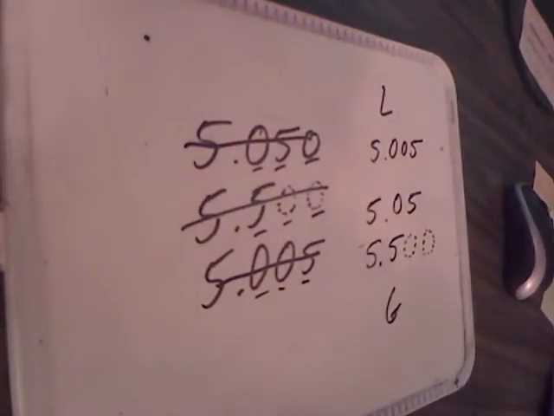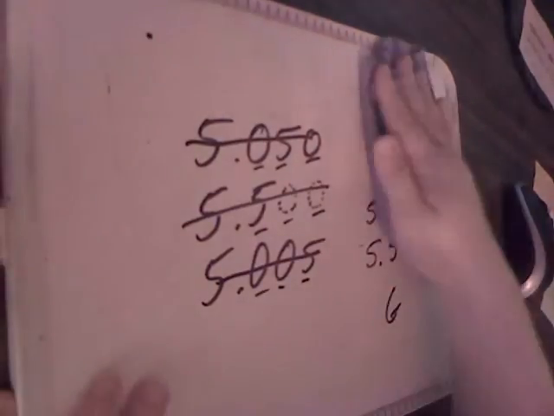And that's how you put decimals in order from least to greatest. It doesn't matter if you start off at least and get to greatest, or start off at greatest and get to least. It's whatever works best for you.